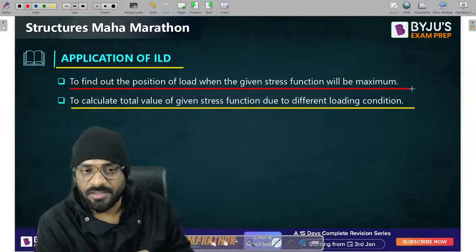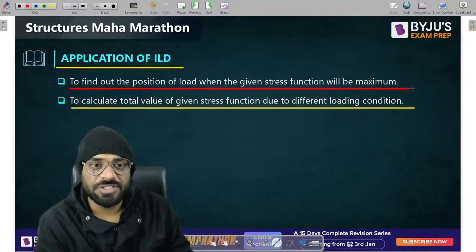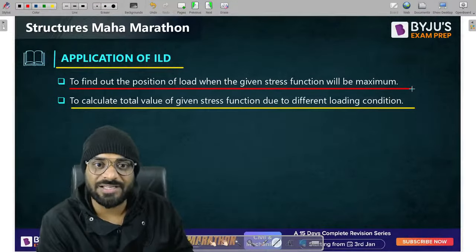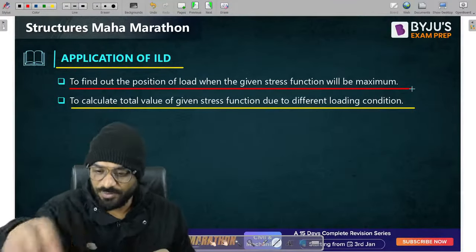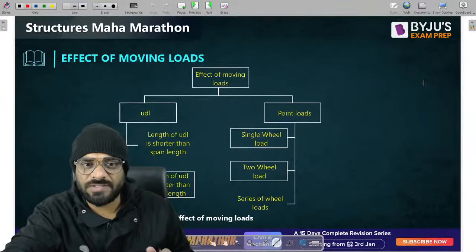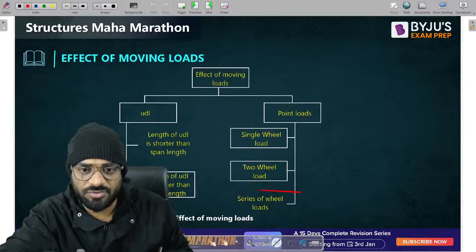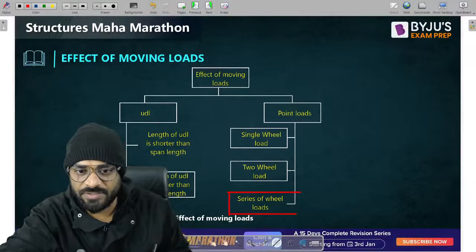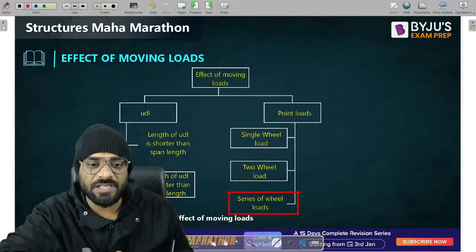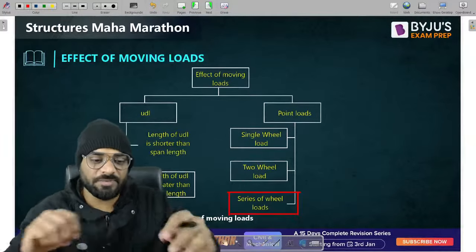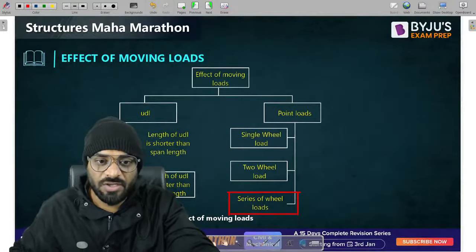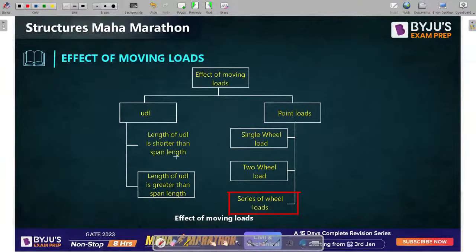Clear? Getting a point? Now, which type of cases you can expect in the GATE examination? So let's discuss it in detail. Listen, guys, one of the cases basically, wait a minute, let me show you this, then you are able to understand this. If you talk about the effect of moving load, there are basically two types of loading condition. One is UDL and second is wheel loads, or you can say the point load. One is UDL, second is point load.